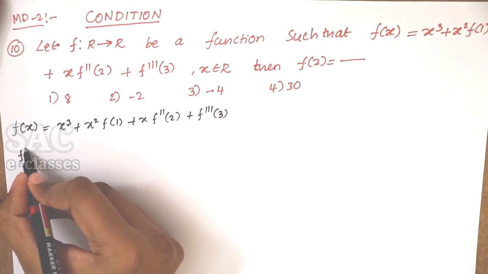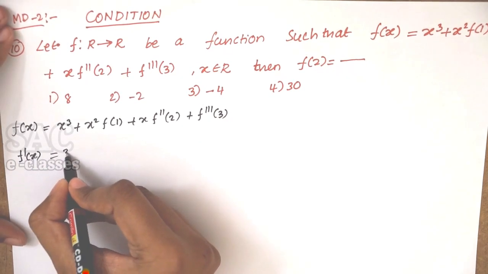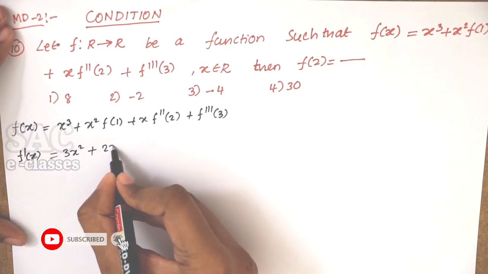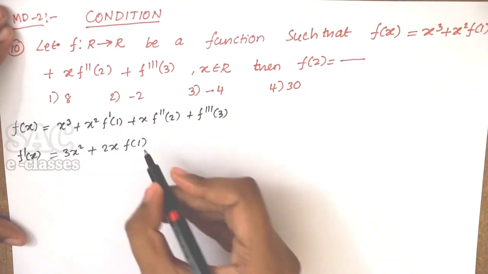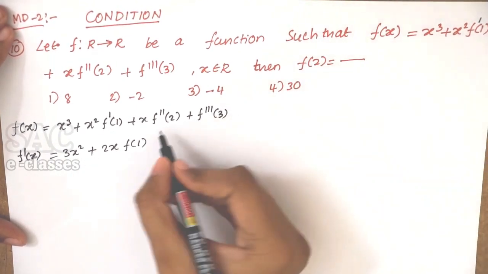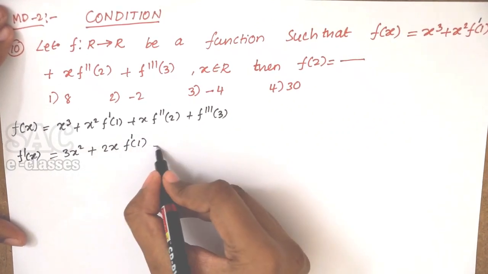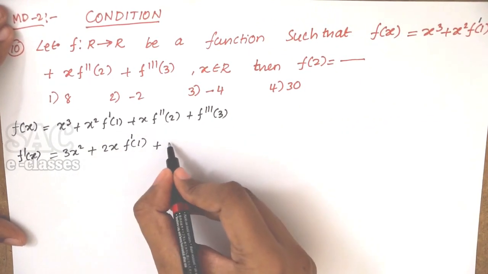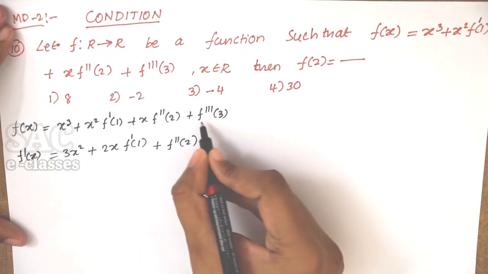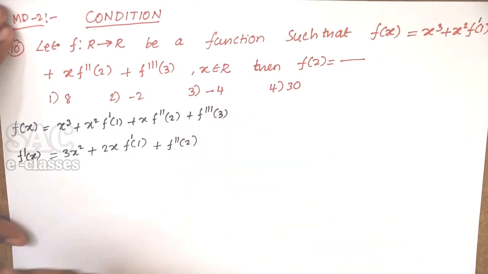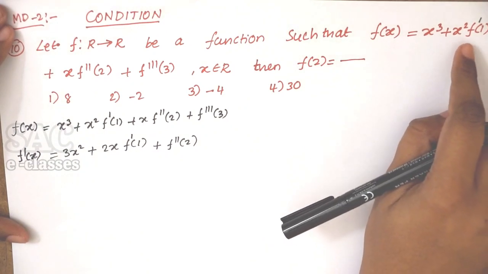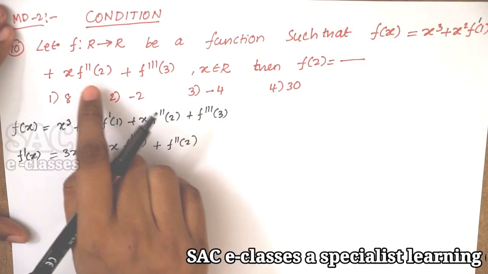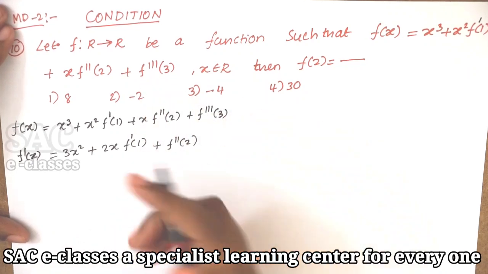Go for the differentiation of f(x). Now 3x² + 2x·f'(1), because f'(1) is some constant value. Then f''(2) and f''(3) will be eliminated as 0. But now what is required? Yes, I require the values f(1), f'(1), f'(2), f'(3). So how can I find them?